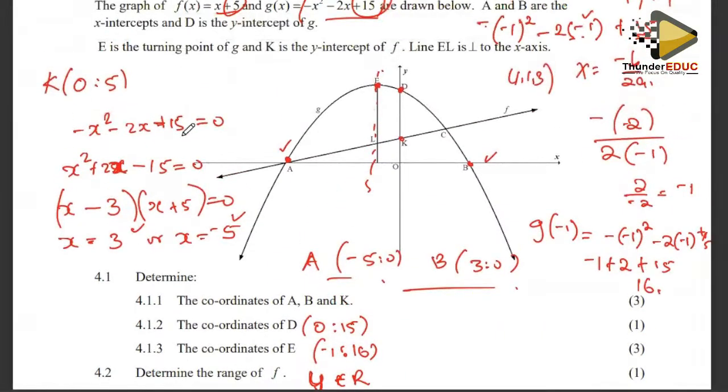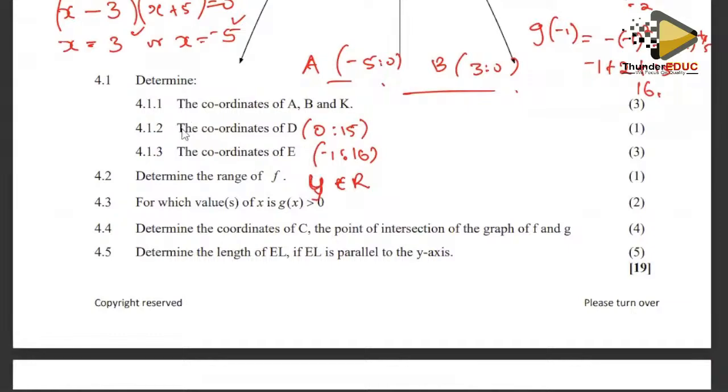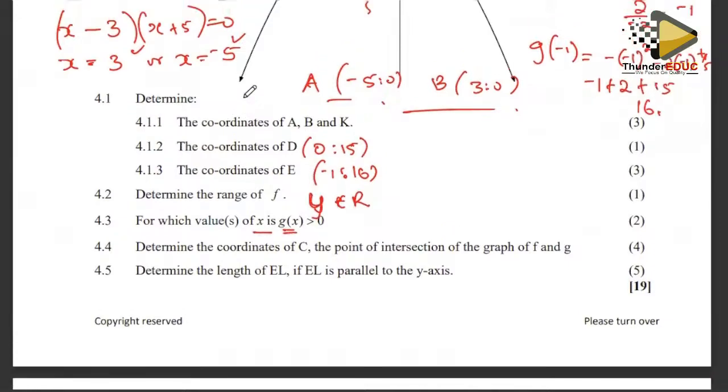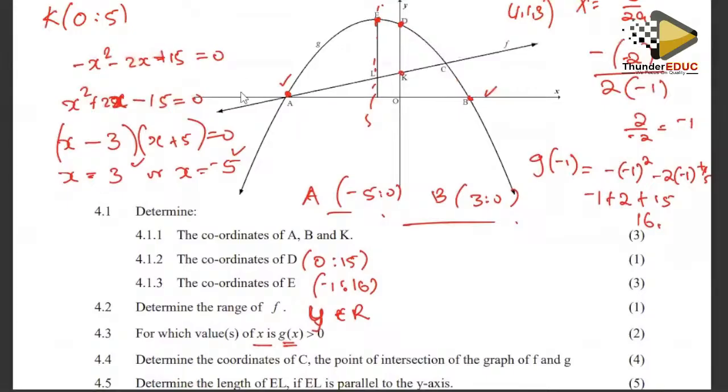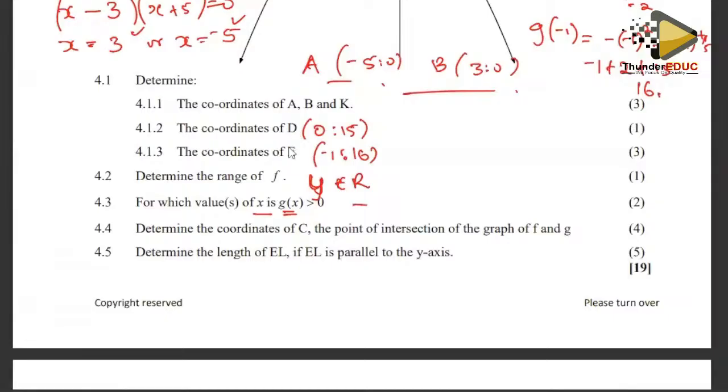Because F is a straight line, which makes sense. Okay. Then find the value or values of x where g(x) is greater than 0. So g(x) is this parabola. Where is it above the x-axis? So between -5 and +3. So we're just going to write that as -5 < x < 3.